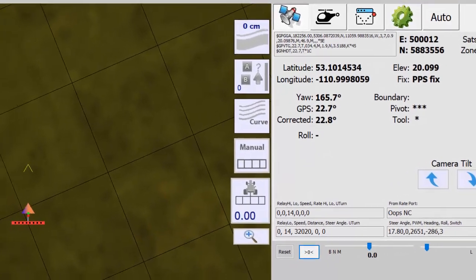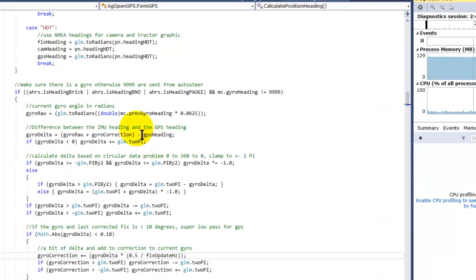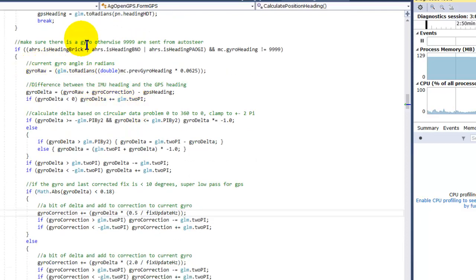So in the code, we just figure out, of course, which source of IMU we're getting it from, whether from the antenna, or from the VNO and the Arduino, or from the brick. And then we save that degrees into a raw radian setting. So now we take the difference between the IMU heading and the GPS heading. If the IMU was, of course, 3 degrees and the GPS was 1 degree, well, that would be 2 degrees of difference. So that's the delta between the GPS and the gyro.